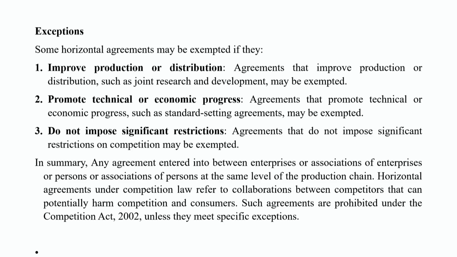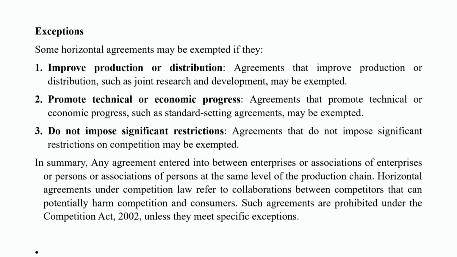Some horizontal agreements may be exempted if they improve production or distribution, for example joint research and development. If the agreement is made for the purpose of promoting technical or economic progress, such as a standard setting agreement, it may be exempted. If the agreement does not impose any significant restriction on competition, that may also be exempted.